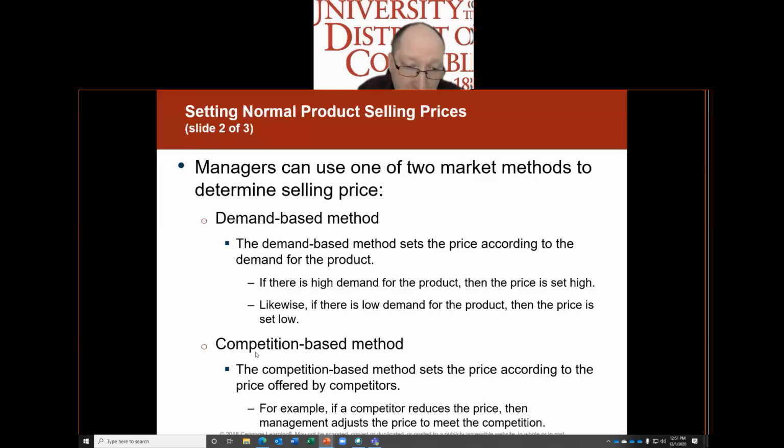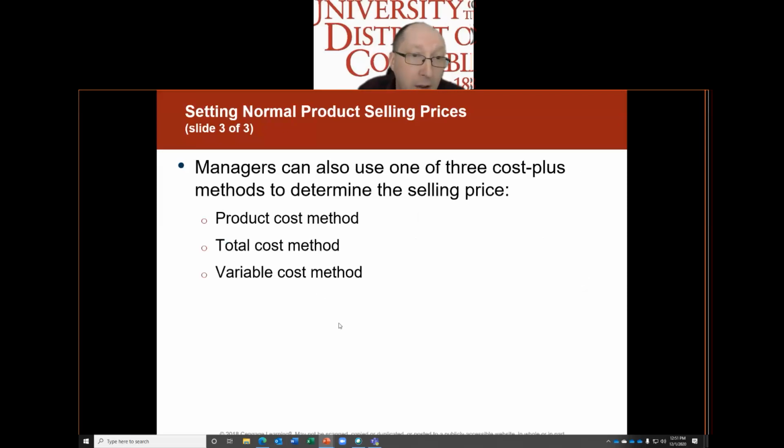Competition, who else is selling the same products that I am? I look at those two things to determine my selling price. We can also use one of three cost plus methods: product cost method, total cost method, variable cost method.